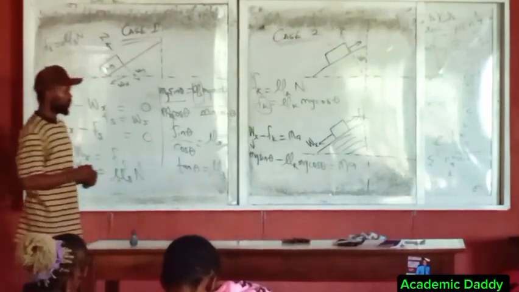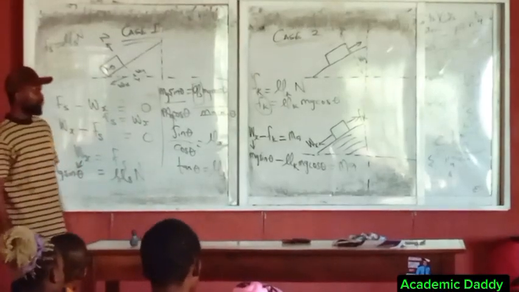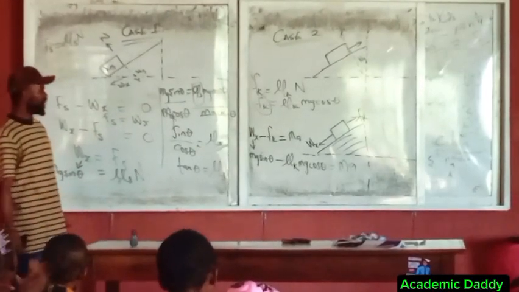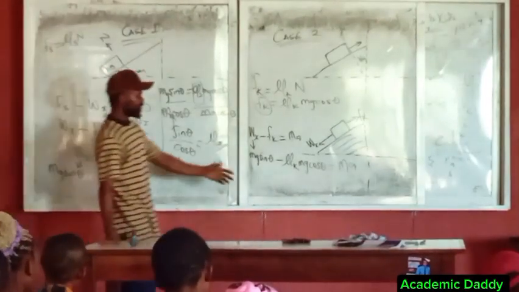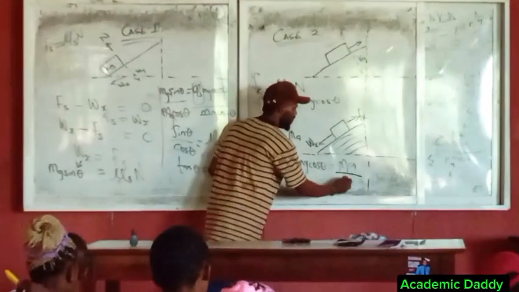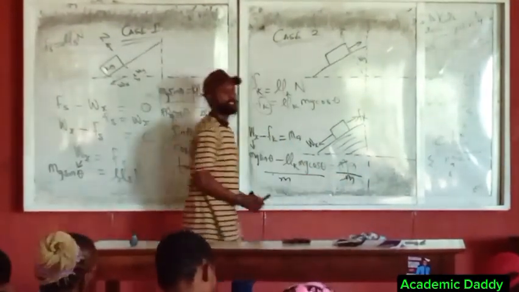Now, I can analyze this. Let's say I want to get the coefficient of kinetic friction, or I want to get acceleration. There are so many things they can ask you to get in this question. They can tell you to get acceleration, and if they tell me to get acceleration, all I have to do is divide both sides by m, so that this will cancel this.